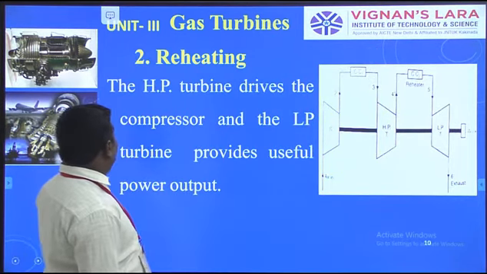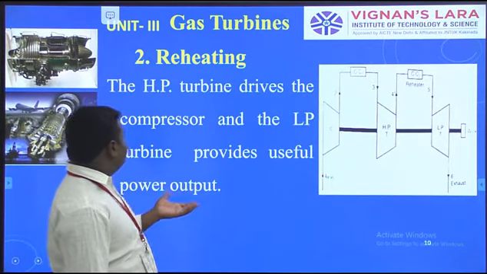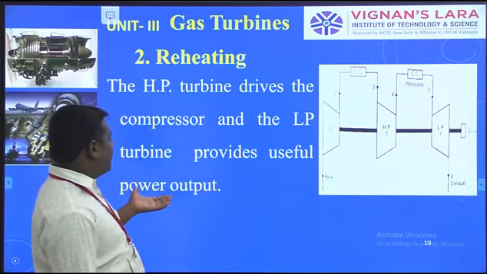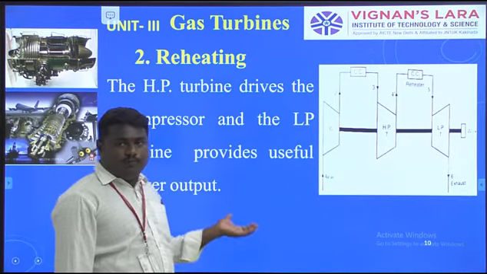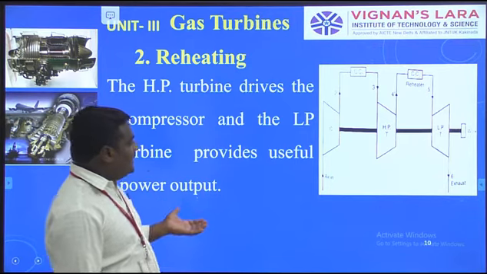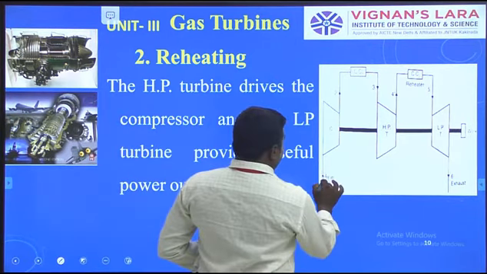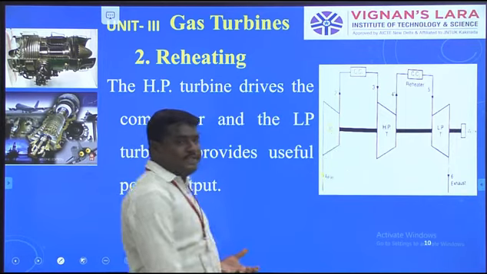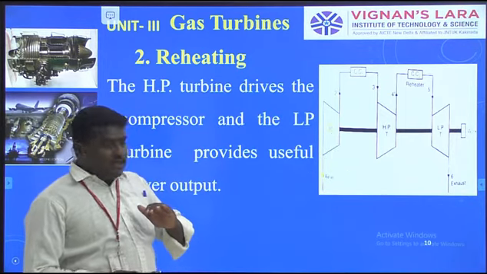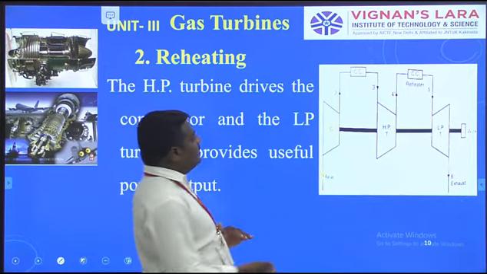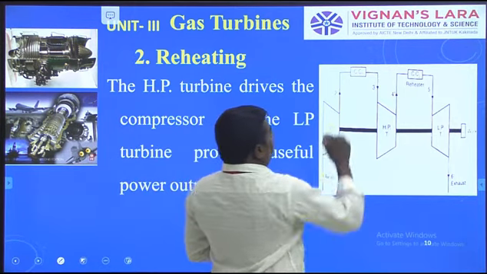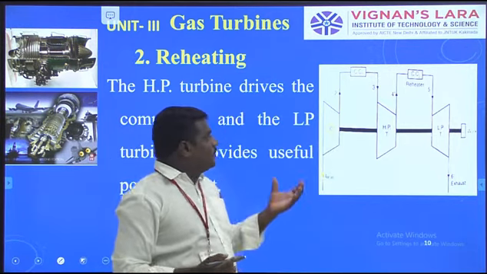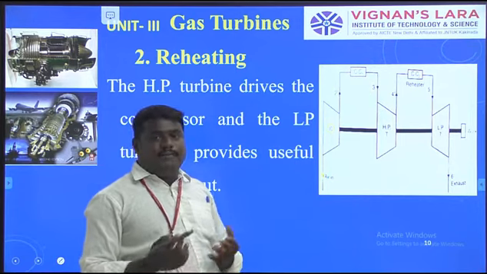Then the HP turbine drives the compressor, and the LP turbine provides a useful power output. So we have to see here, this is the air into the system, and this is the compressor. The main concept of the compressor is to compress the air, and then it goes to the combustion chamber. What will happen in the combustion chamber is that heat will be produced.